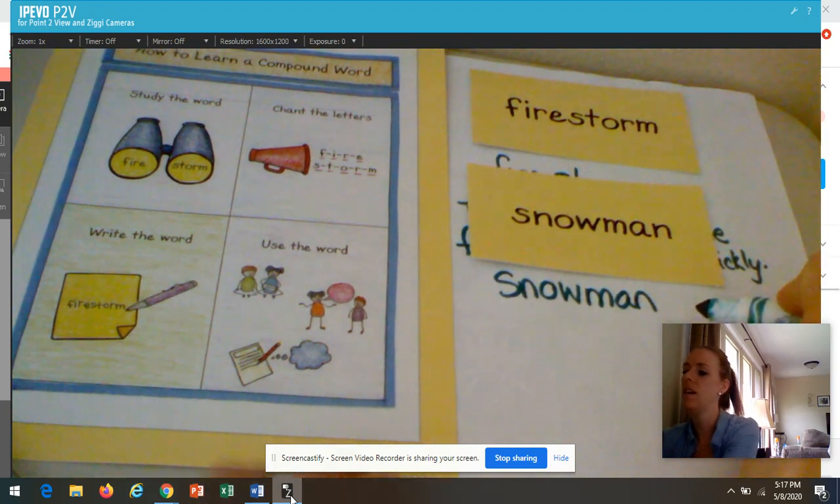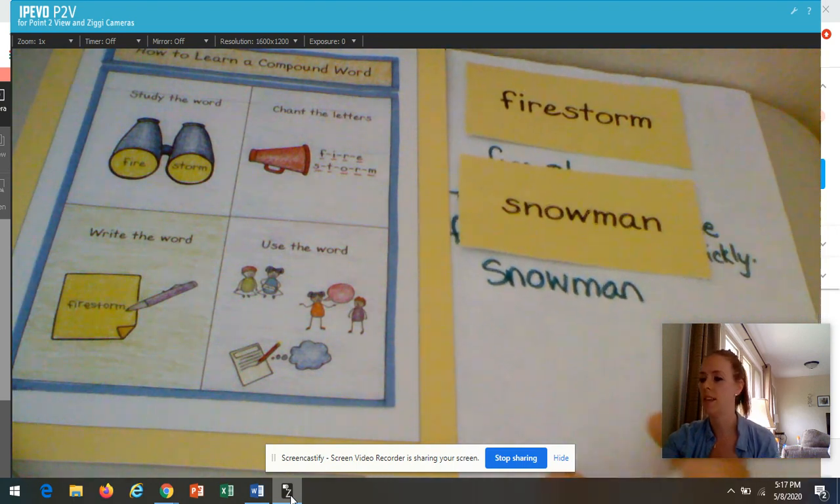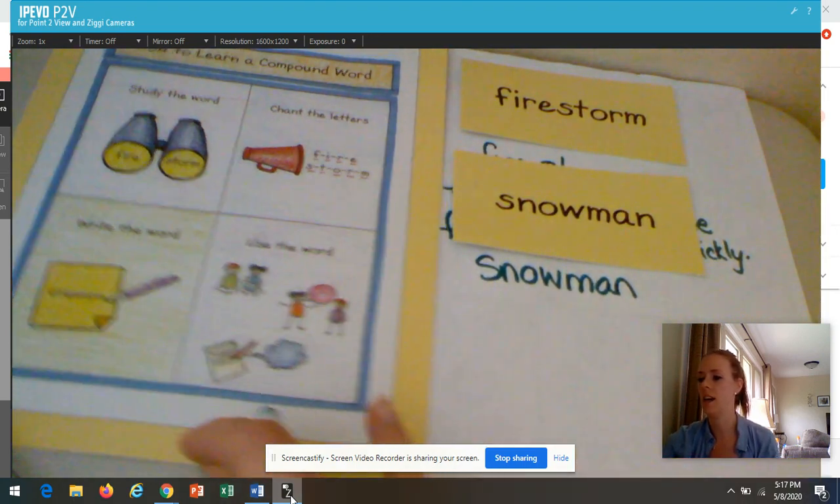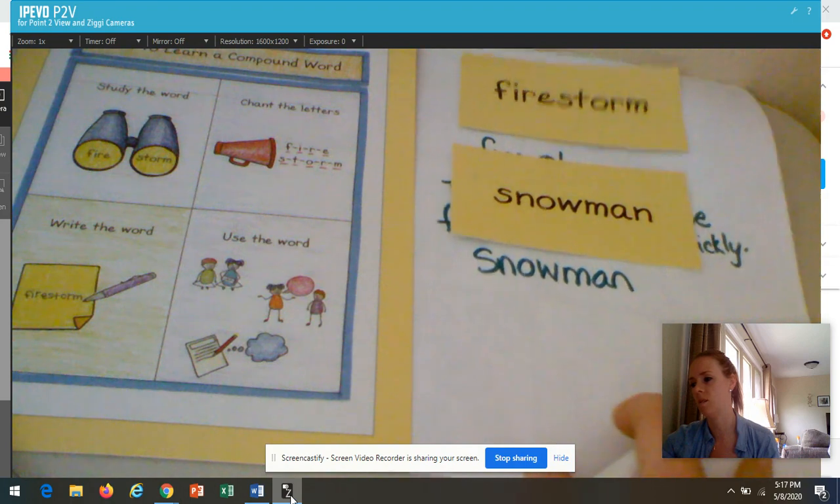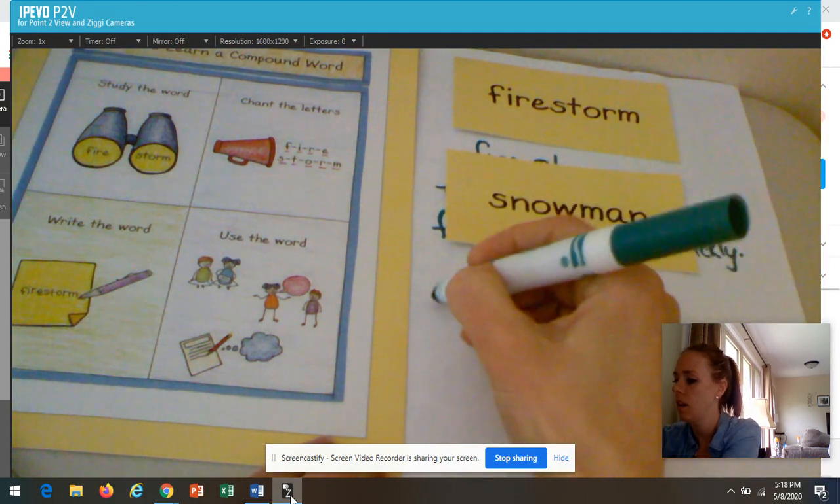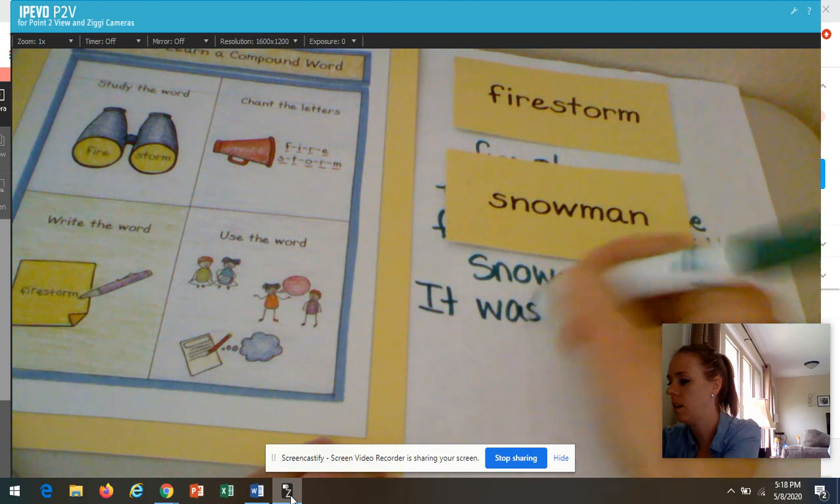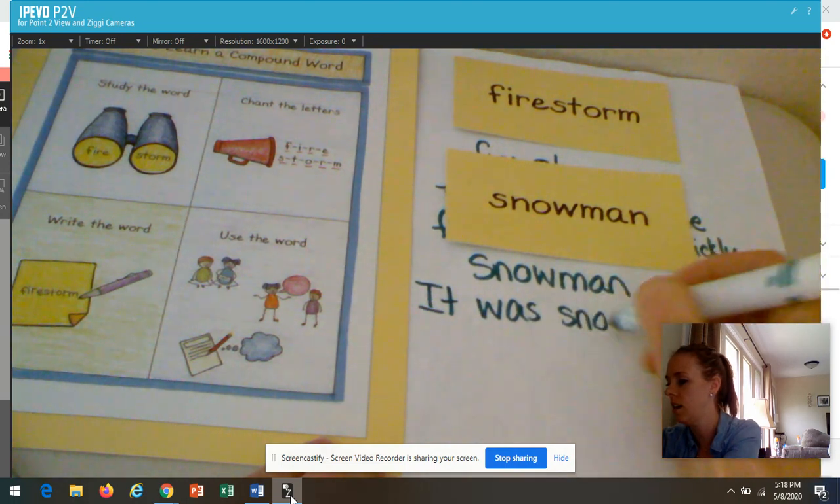All right, now we need to use the word. So I want you to write the word snowman in a sentence. And as you're doing that, I'm going to think about what my sentence will be. Let's see. It was snowing hard.